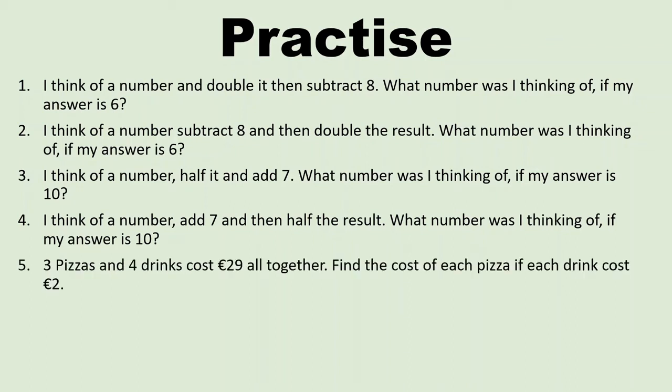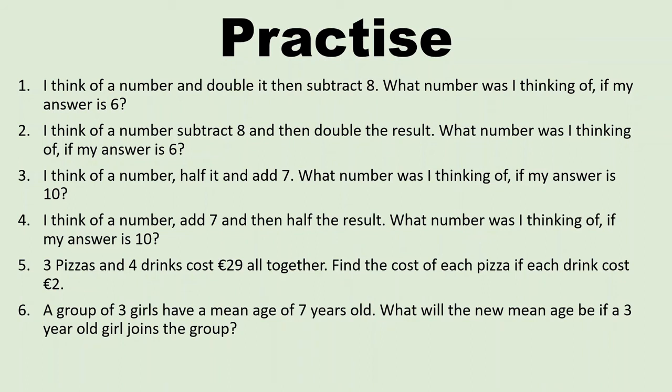Question 5 is an applied question. 3 pizzas and 4 drinks cost €29 altogether. Find the cost of each pizza if each drink costs €2. So take care setting up your equation for that one, starting with your let statements to tell me what letters you're using and what they represent. Reread the question once you've finished answering it to make sure that your answer is complete and appropriate.